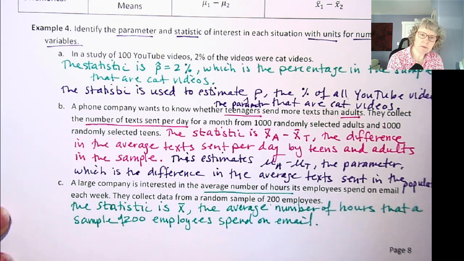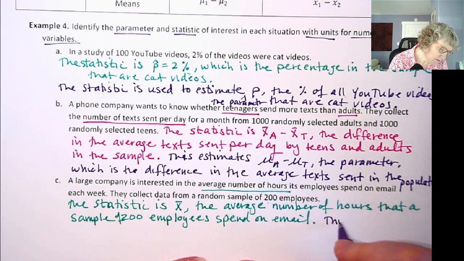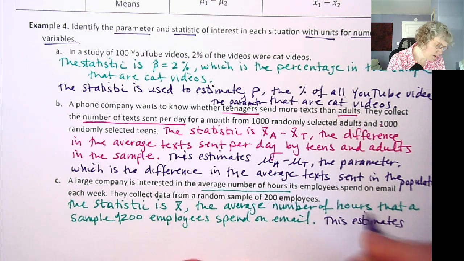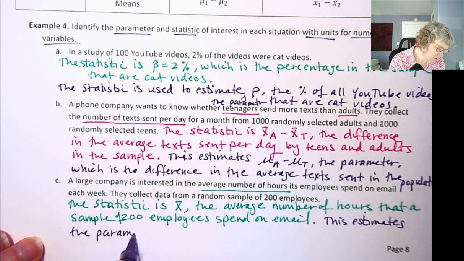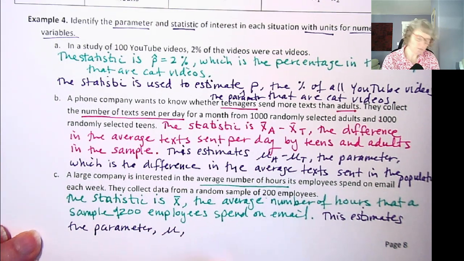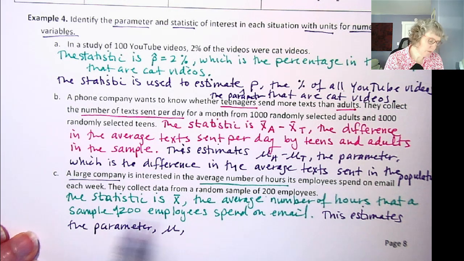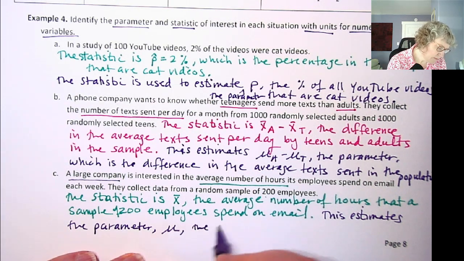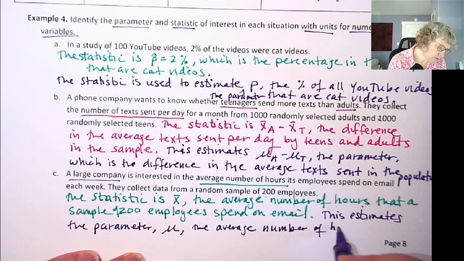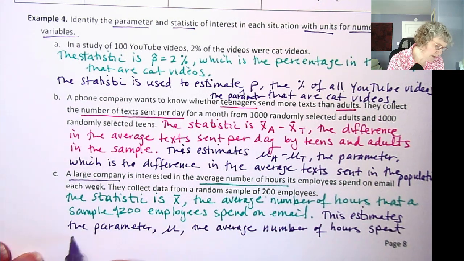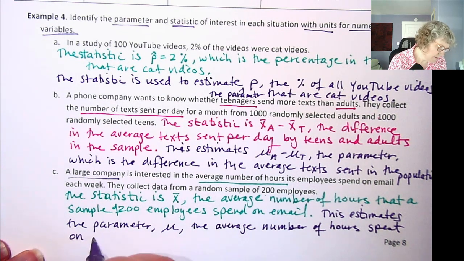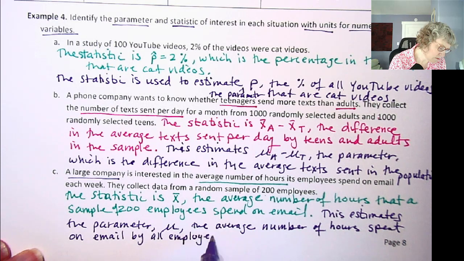Okay, let's switch colors again when I switch to the parameter. I'm going to say this estimates the parameter mu, which is what's our population of interest. This is a large company, so we're not talking about whole US or anything. We're talking about a large company. That's the population. This estimates the parameter mu, the average number of hours spent on email. They might be having a productivity issue, spent on email by all employees in the company.